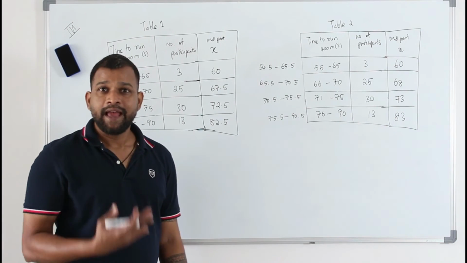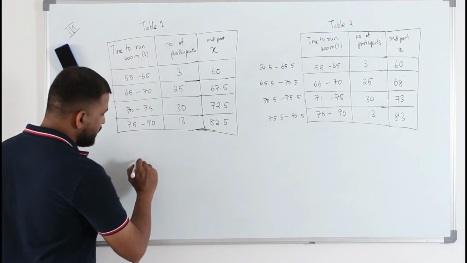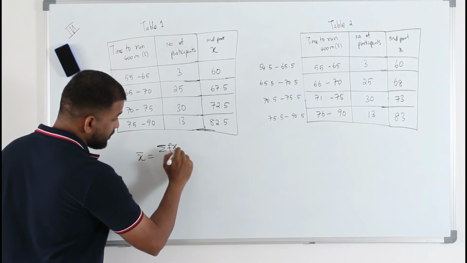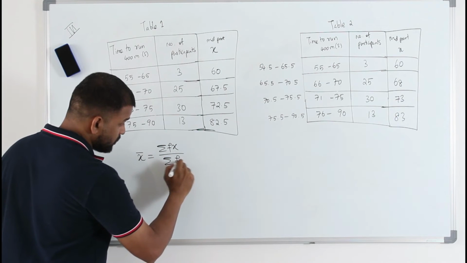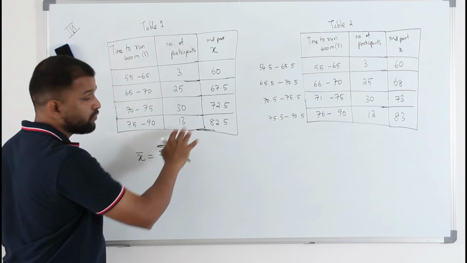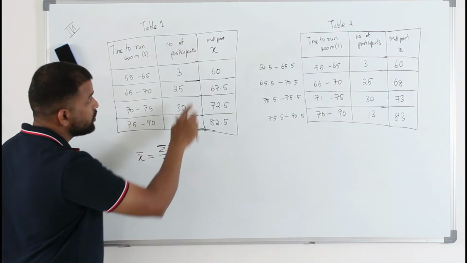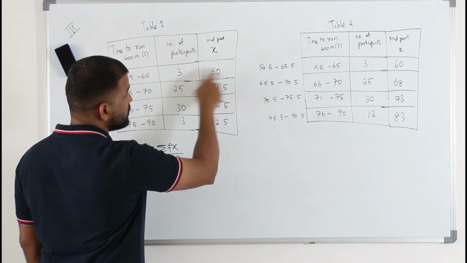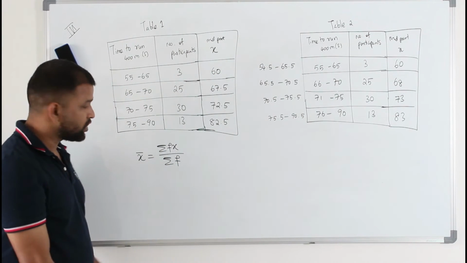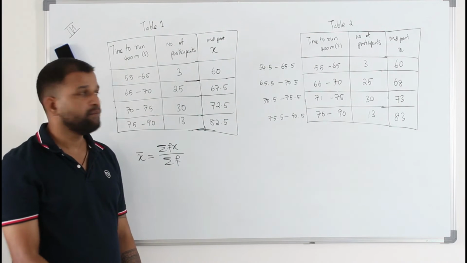Now, why do we need x here? Because to find the mean, the formula is the same as the formula we used in type 2: sigma fx over sigma f. Sigma f is the sum of this. For fx, you need to multiply f and x, draw another column, multiply these two and find the summation, then divide them. That's how you find the mean.